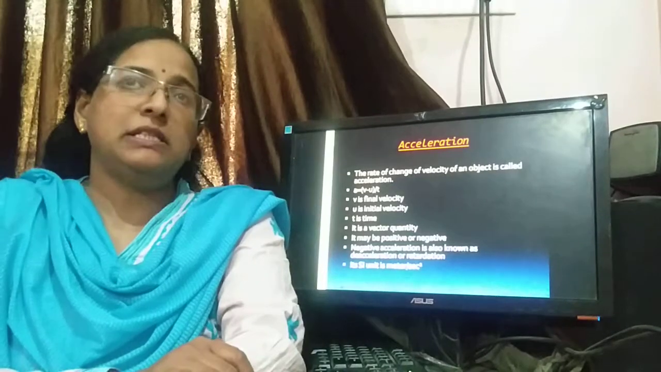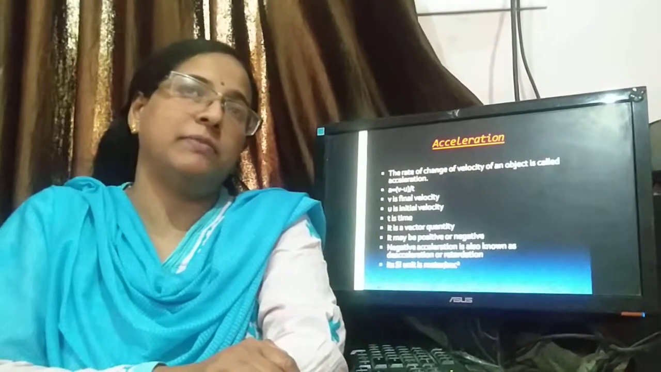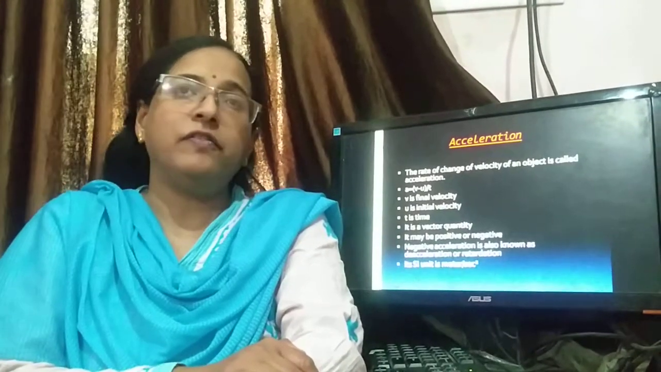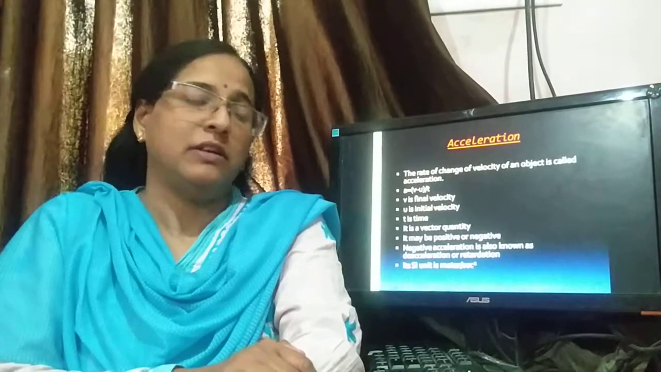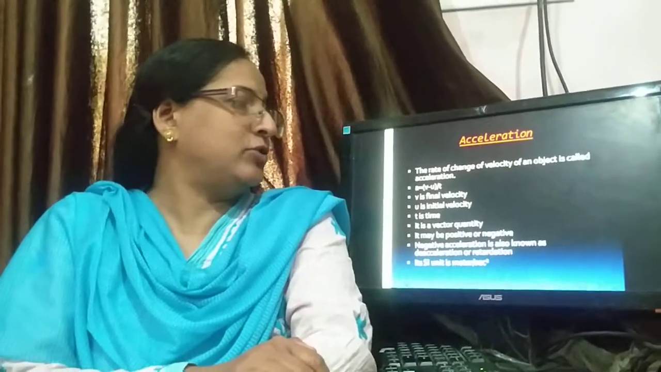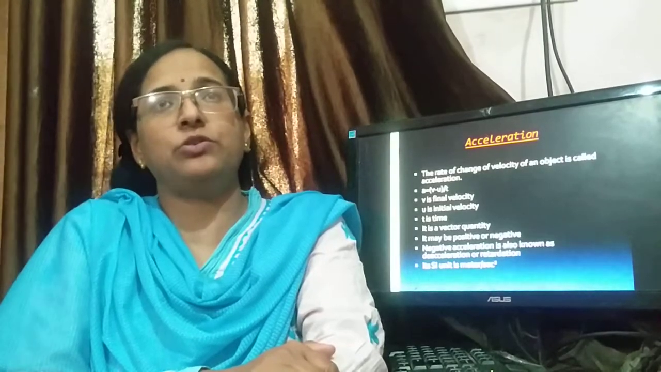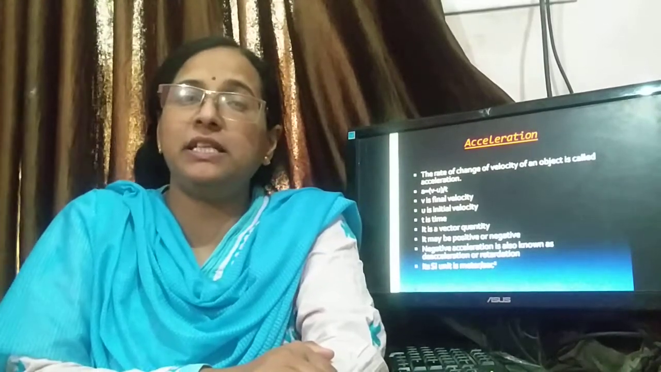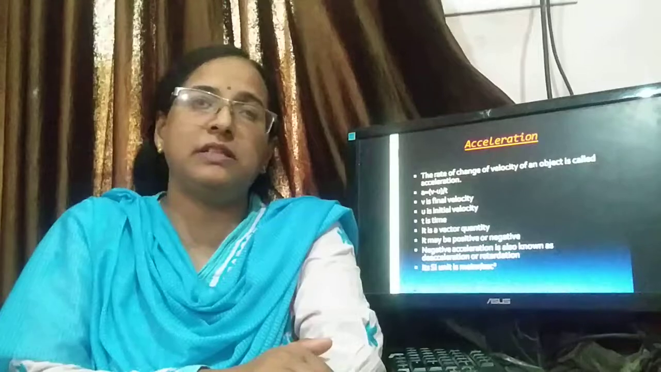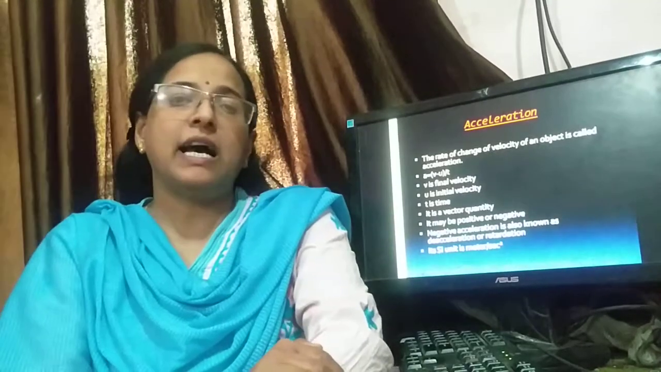The next term that we are going to learn is acceleration. What does acceleration mean? The rate of change of velocity of an object is called acceleration. I repeat, the rate of change of velocity of an object is called acceleration. This acceleration is denoted by the letter small a, and it's given by the formula a is equal to v minus u upon t. V minus u is the change in velocity, where v is the final velocity, u is the initial velocity, and t is the time taken.